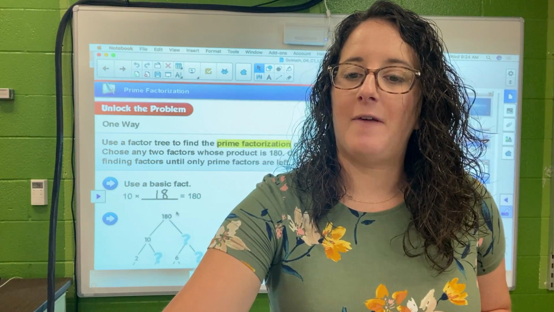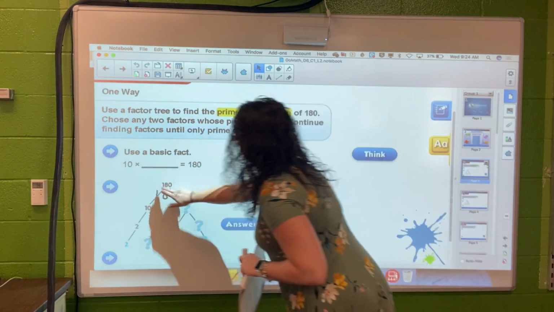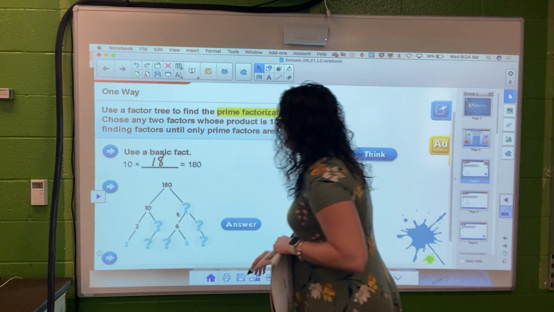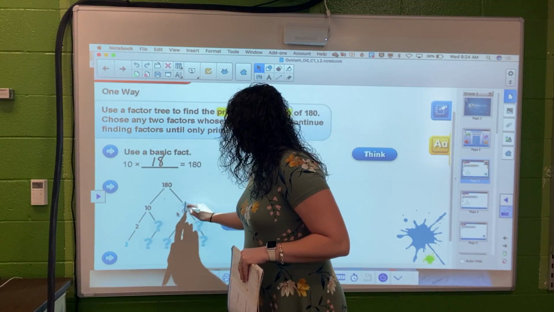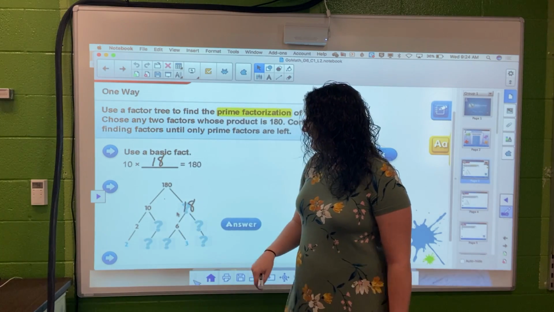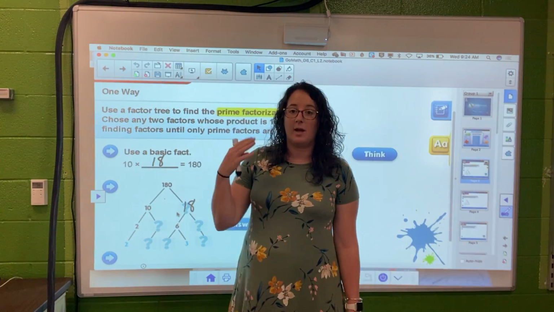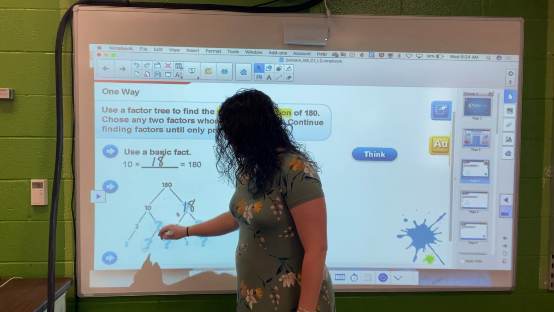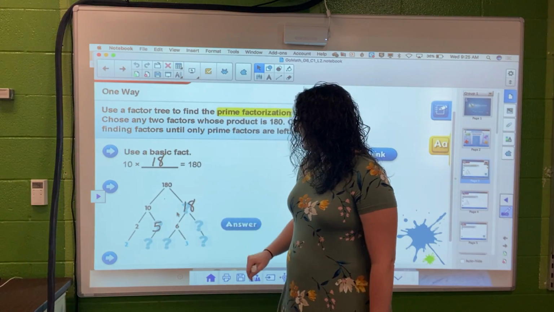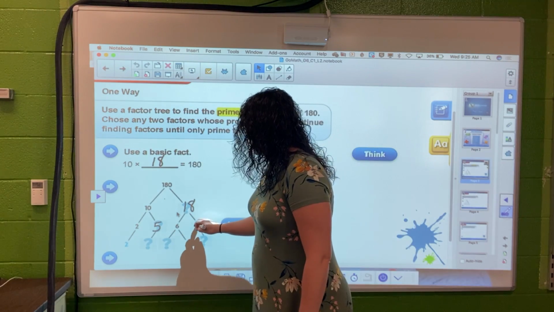Then we'll look at the factor tree itself. Put our 18 back up here. So if we use 10 and 18, now we need to find the factors of 10 and 18. For 10, they already gave us a 2. So we have to think 2 times what equals 10? Well, that's 2 times 5. For 18, they gave us a 6. 6 times what is 18? Well, that would be 6 times 3.